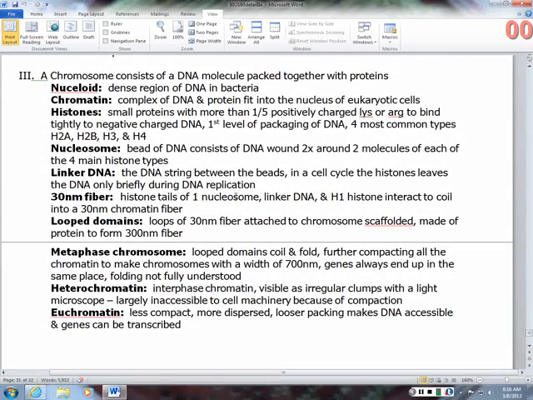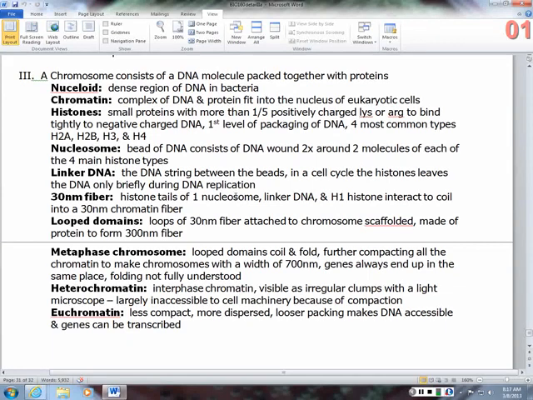Your histones are going to be small proteins, over a fifth of whose amino acids are positively charged, lysine or arginine, to bind tightly to the negative strand of DNA. So by them having a positive charge, the negative charge on the DNA is going to want to stick to that. And it's going to be your first level of packaging the DNA.